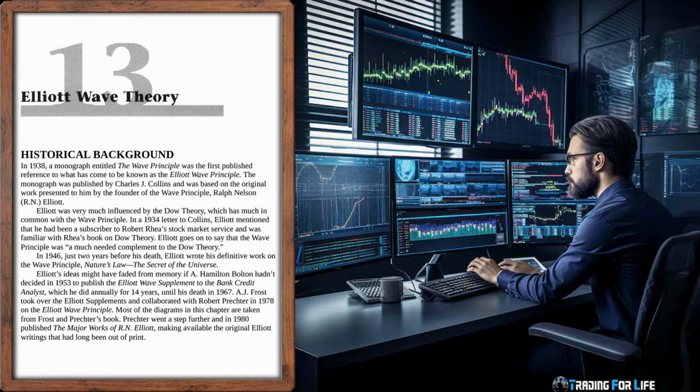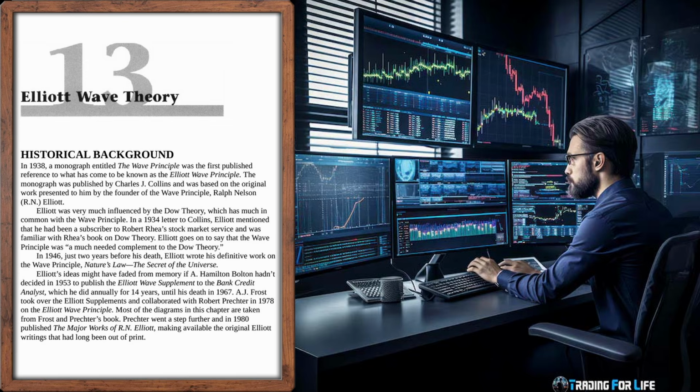Chapter 13, Elliott Wave Theory. Historical background. In 1938, a monograph entitled The Wave Principle was the first published reference to what has come to be known as the Elliott Wave Principle. The monograph was published by Charles J. Collins and was based on the original work presented to him by the founder of the Wave Principle, Ralph Nelson, R.N. Elliott. Elliott was very much influenced by the Dow theory, which has much in common with the Wave Principle. In a 1934 letter to Collins, Elliott mentioned that he had been a subscriber to Robert Rea's stock market service and was familiar with Rea's book on Dow theory. Elliott goes on to say that the Wave Principle was a much-needed complement to the Dow theory.